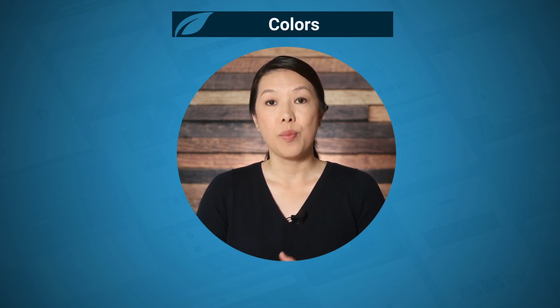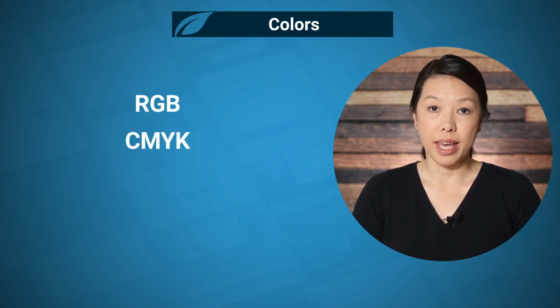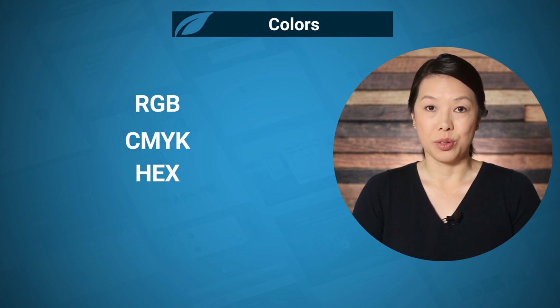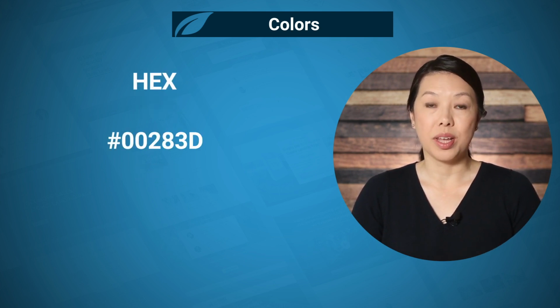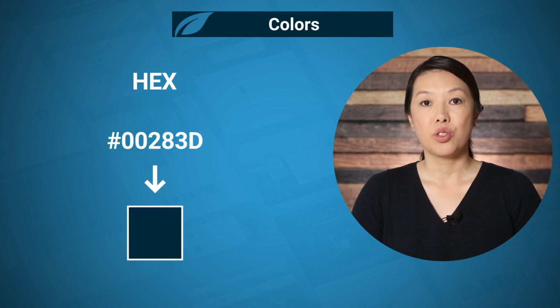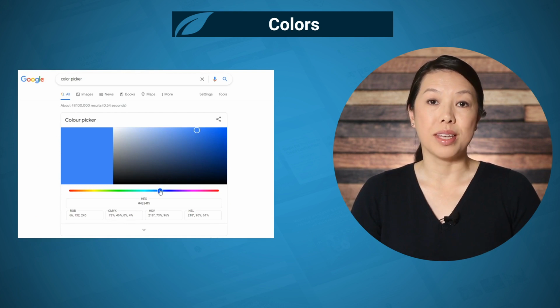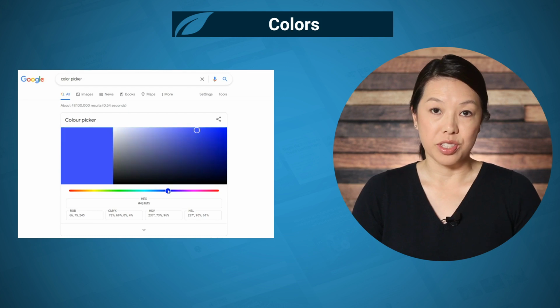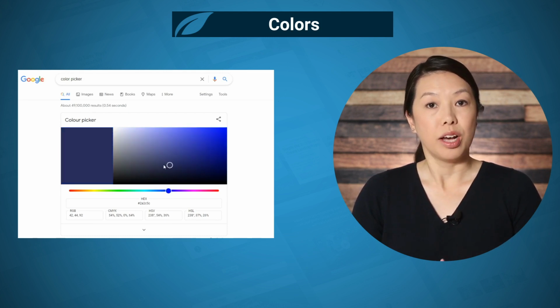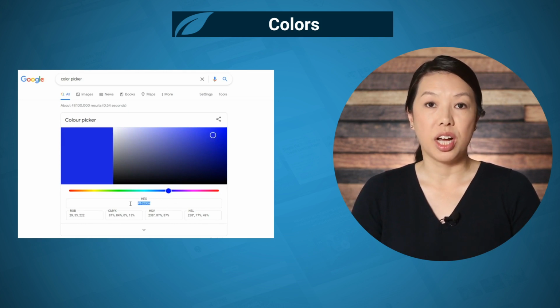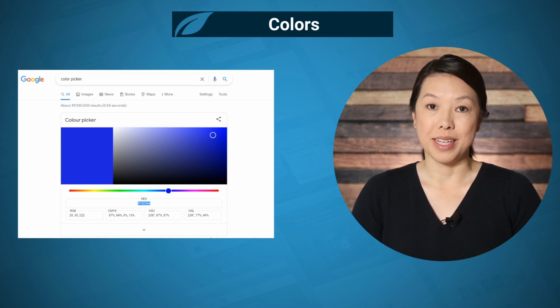Well, there are several different ways to identify specific colors. You may have heard of RGB or CMYK. I recommend using hex codes. A hex code is a 6-digit code that identifies a specific color. So to pick a color, you can simply Google color picker, and Google will give you this handy little tool, and you can drag the slider around to the general color that you're interested in. And then you can use the actual color picker to view different shades. When you've found a shade that you like, simply jot down the hex code at the bottom of the color picker, and that's what you'll use to create your website.